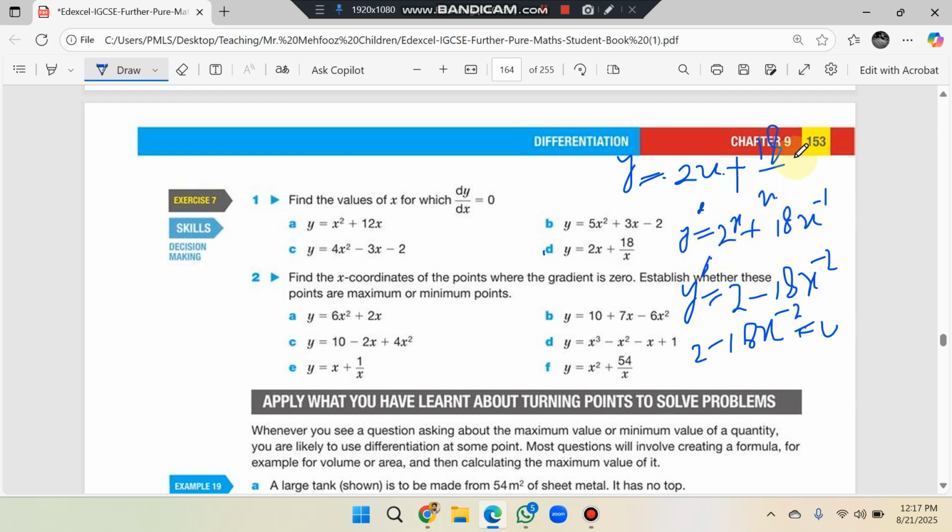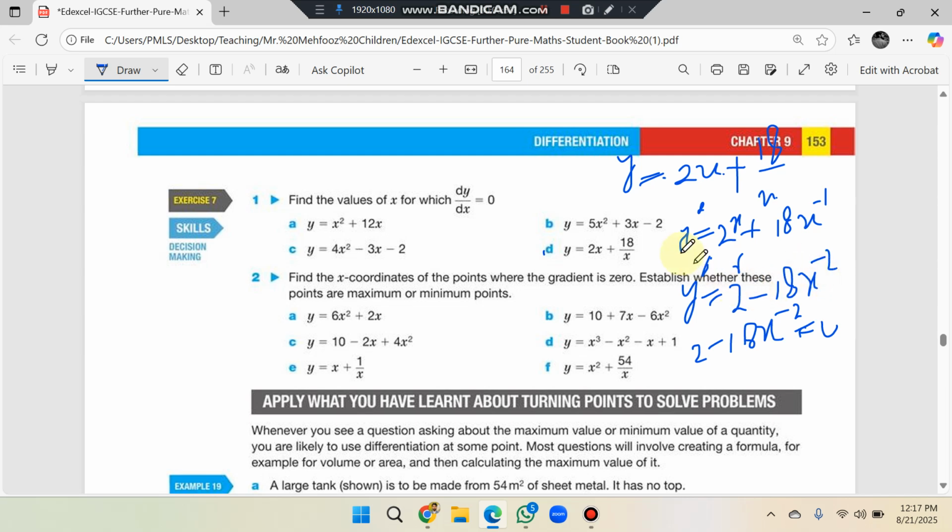This x goes on the numerator and it becomes x raised to the power minus 1. After that, when we take the derivative, it becomes 2, the derivative of 2x, and for 18 x raised to the power minus 1, this minus 1 goes to the start and multiplies by 18, so it becomes minus 18 x raised to the power minus 2, right?